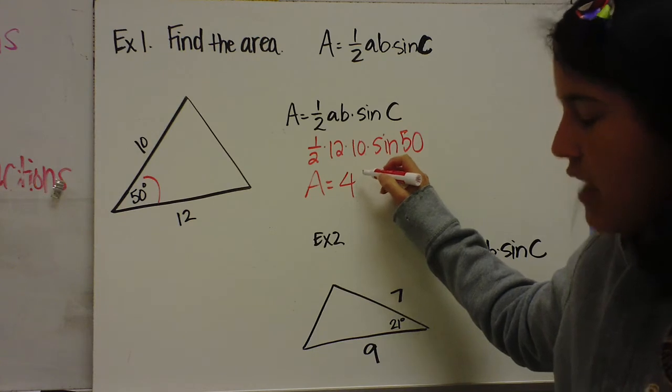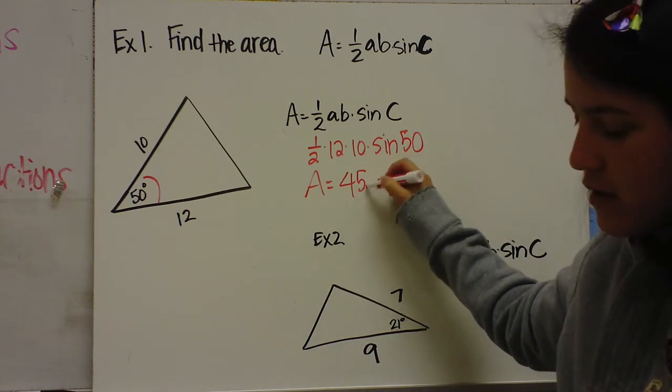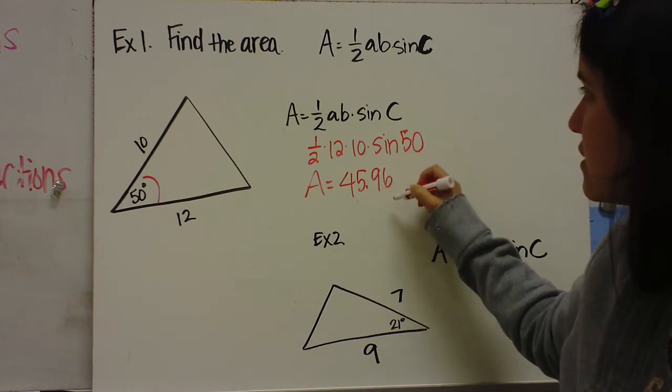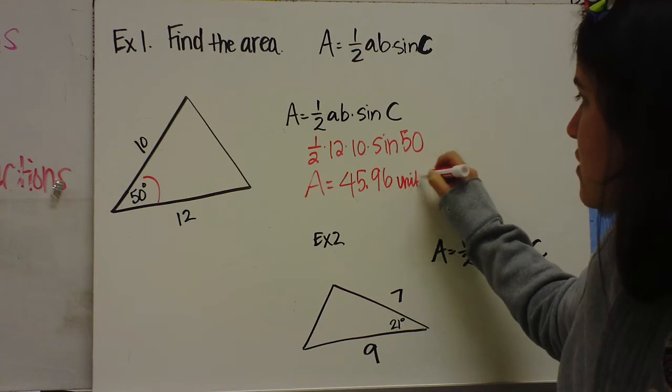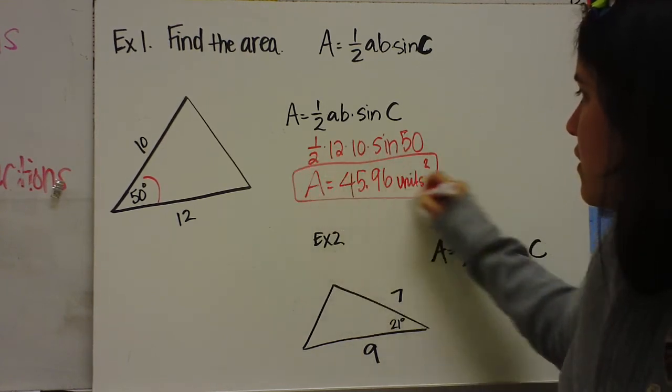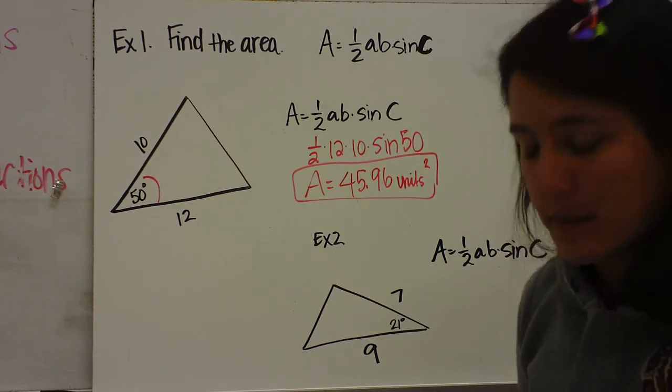And we would get 45.96 units, whatever this would be. So this is the area, units squared. I don't know if it's inches or centimeters, but that's how you find the area.